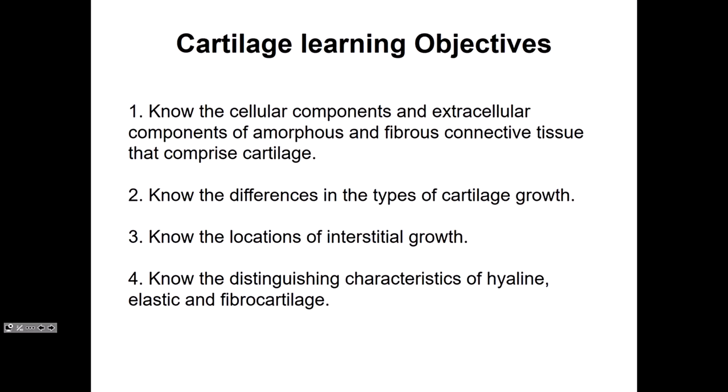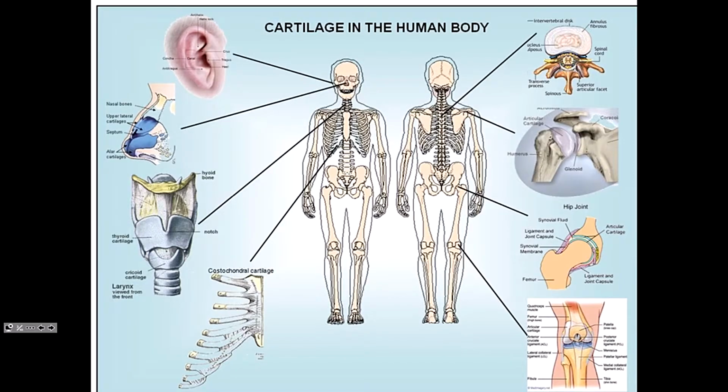So things that you should hopefully learn: know the cellular components of cartilage and the extracellular components. There are distinct amorphous and fibrous components that make up different types of cartilage. You can know the different types of cartilage growth, and know the locations of interstitial growth, which is one of the less common types of cartilage growth, and then know some of the distinguishing characteristics of the three histological classifications of cartilage: hyaline, elastic, and fibrocartilage, amongst other things. So where do we find cartilage?